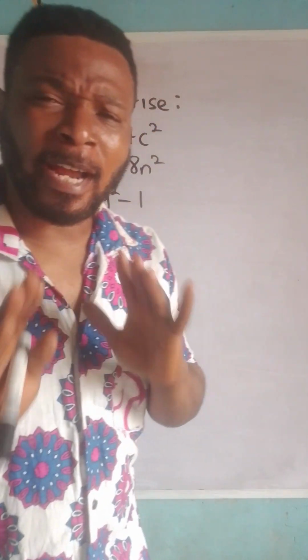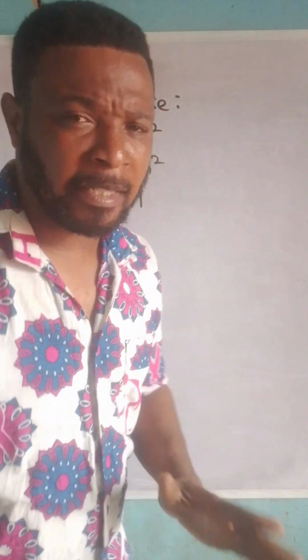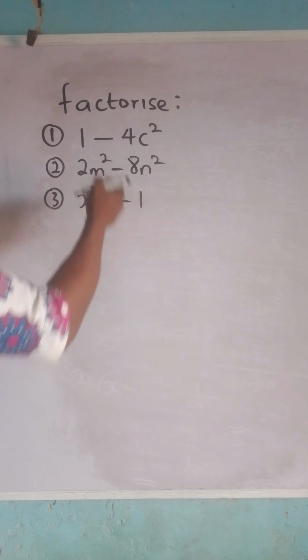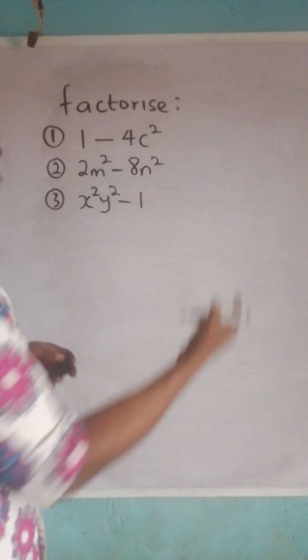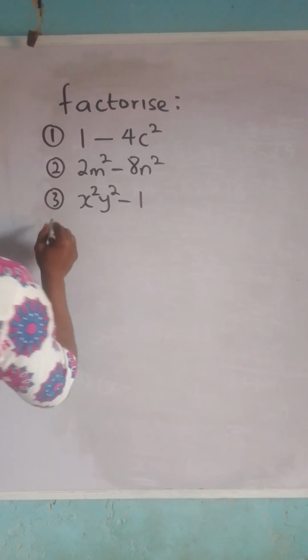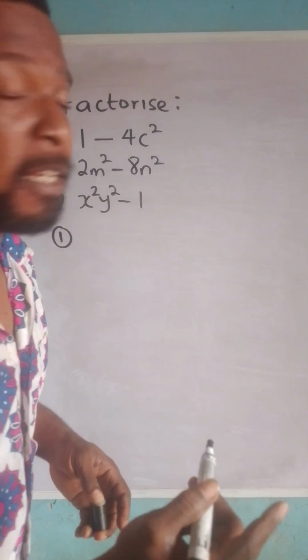If you are preparing to write any senior secondary school exam and you cannot solve any of this, there is a big problem. So now we are asked to factorize this. Let's see what to do. From number 1, we have 3 questions on the board. Let us take them one after the other.